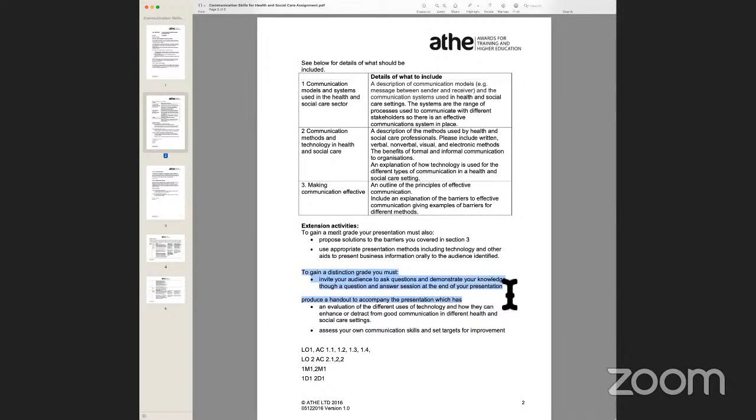So it is like a viva or a viva voce that we have to do predominantly when you make the presentation. And the second distinction criteria is basically looking at evaluation of different uses of technology. So here you would be needing to use examples to quote how technology is used in a particular healthcare setting.